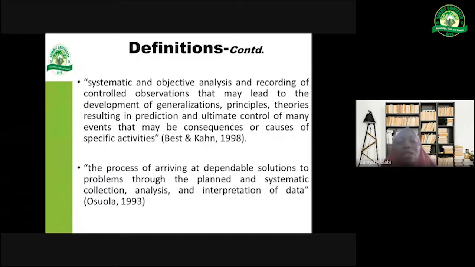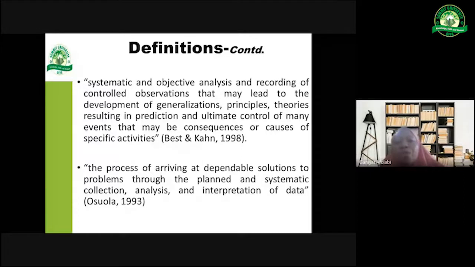But the main definition is: systematic and objective analysis and control of observation that may lead to the development of generalizations, principles, theory, which results in prediction and ultimate control of many events that may be consequences or causes of specific activities. Which means whatever you are doing, are you trying to hit water in a dynamic way, or in a different way that people have not been hitting water before? You must have done some observations. Those observations must have been taken care of before you can come to provide new methods to solve this problem, or new theories for this particular problem, or predictions to a society. Whatever you come up with at the end of the day must have followed this systematic analysis, which is known as research.